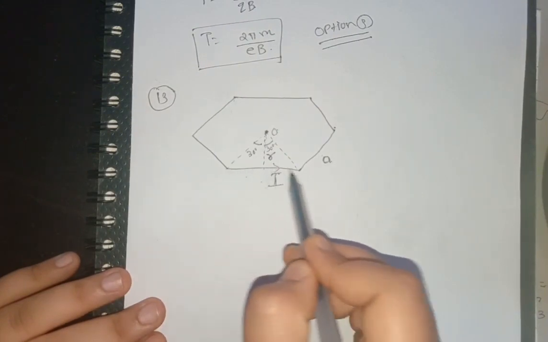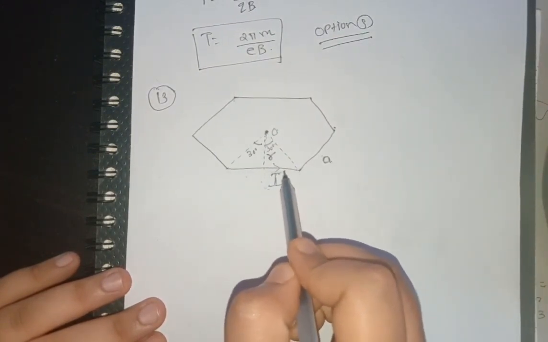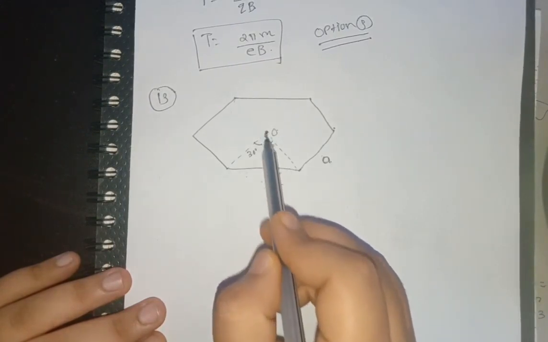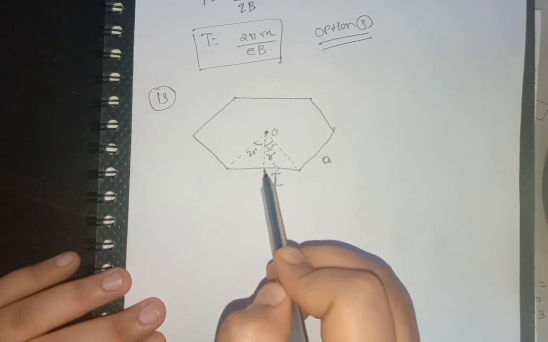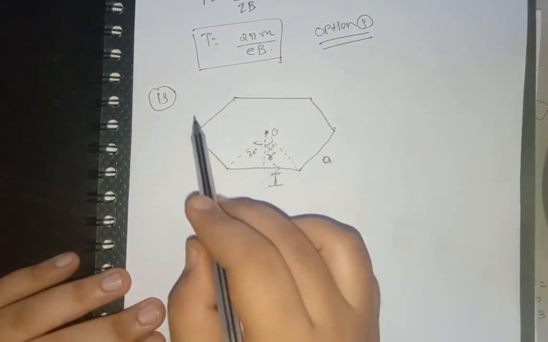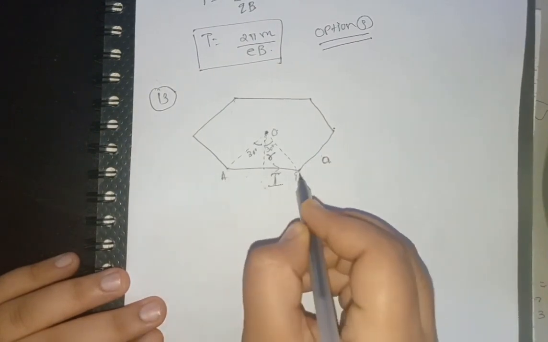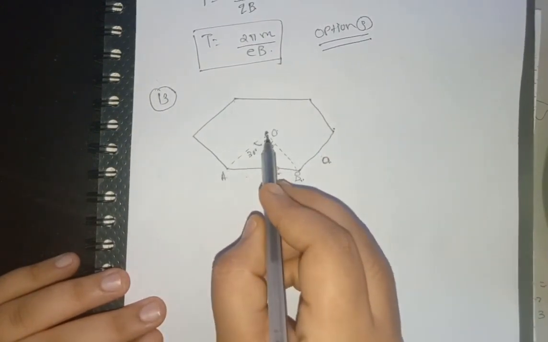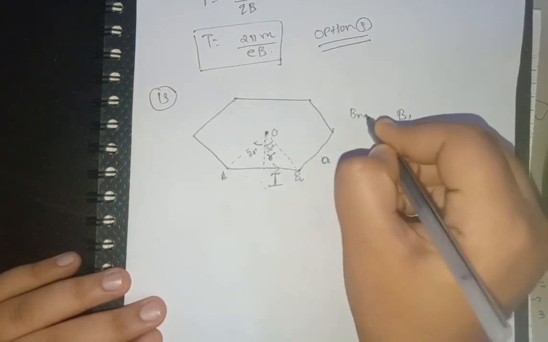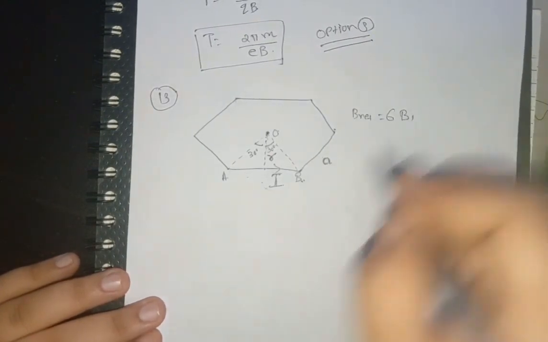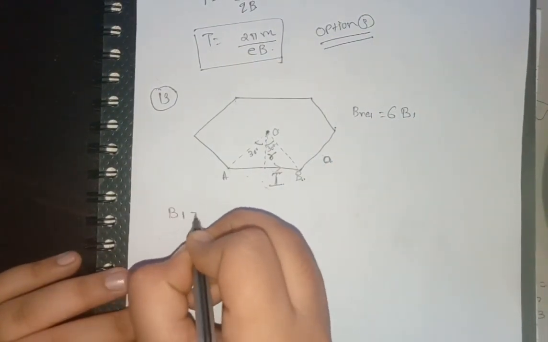Now as the length of each wire is the same, current through them is the same, and distance of the center from the wire is also the same, the magnetic field due to each of the wires at the center will be the same. Let's say the magnetic field due to AB at center O is B1. So B net will be 6 times B1. Now first we'll find B1.